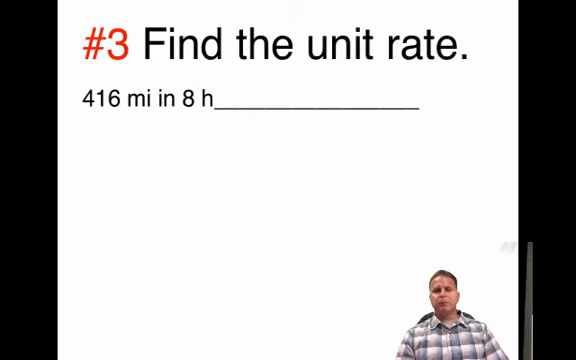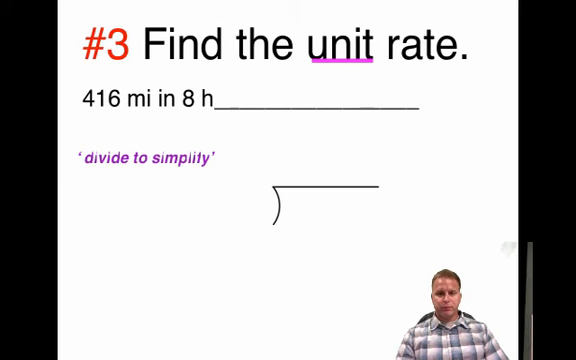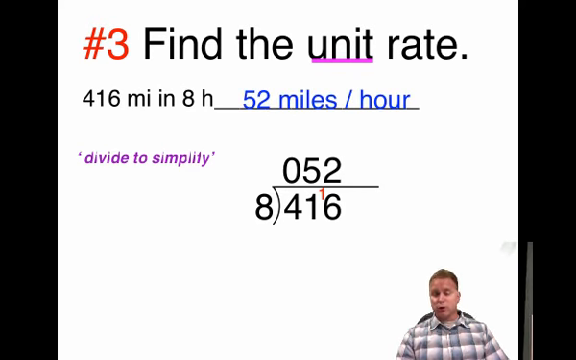Okay, here we go. We're talking unit rate, so we divide to simplify. Unit rate. Get our division symbol. 416 miles in 8 hours. Do our division. And we'll get 52. 52 what? 52 miles per hour.